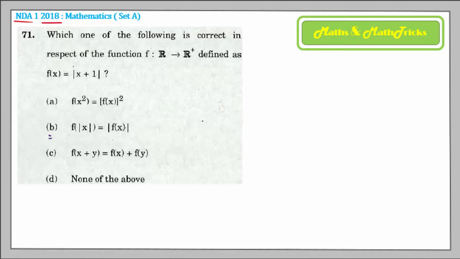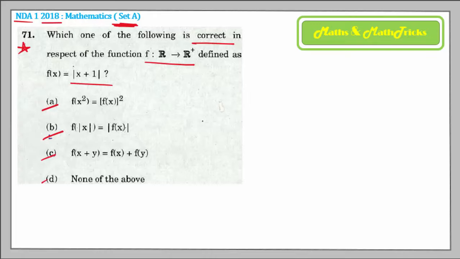We are solving the questions of set A paper. Alright, let's begin with question number 71 now. In this question, we are supposed to find out which one of the following is a correct statement in respect of the function f, which is defined from R to R plus, and it is defined as mod of x plus 1. So we want to find out, is statement A correct for the function f of x, or B correct, or C correct, or none of the above is correct.